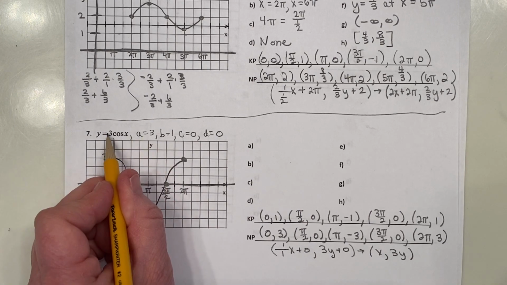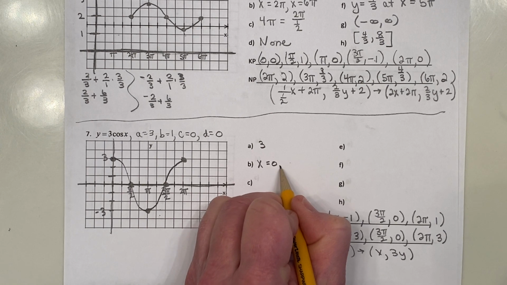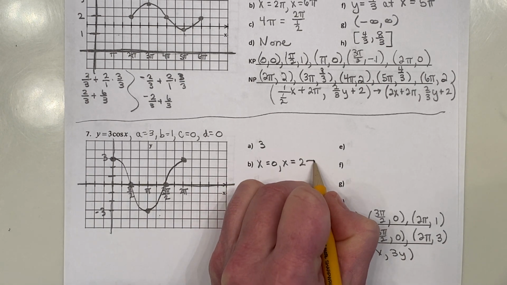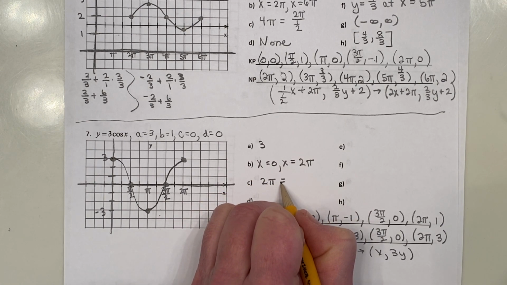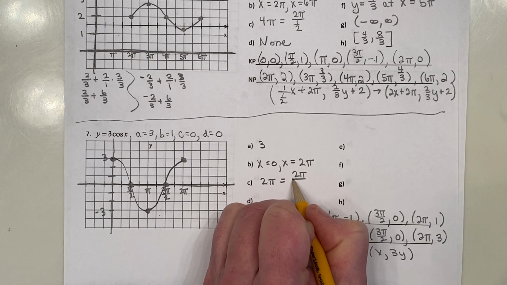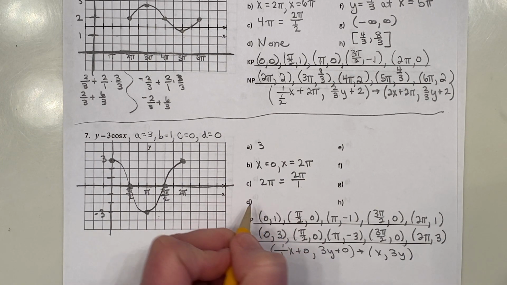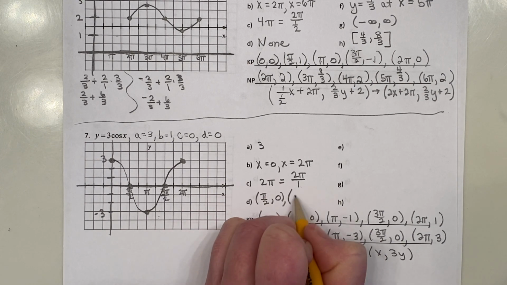The amplitude is the absolute value of 3, which is just 3. It starts at x equals 0 and ends at x equals 2 pi. If you subtract the bigger x minus that one, we get 2 pi, which, remember, is equal to the formula 2 pi over b, and b is just 1. What was d? Oh, x-intercepts. We do have them, so we record them.